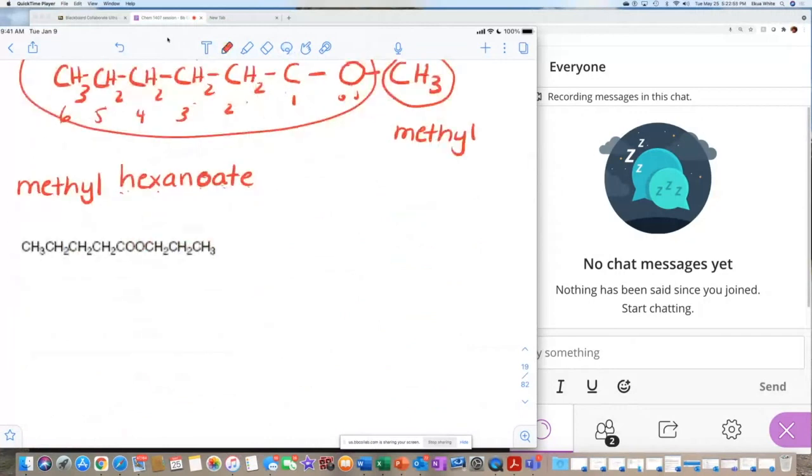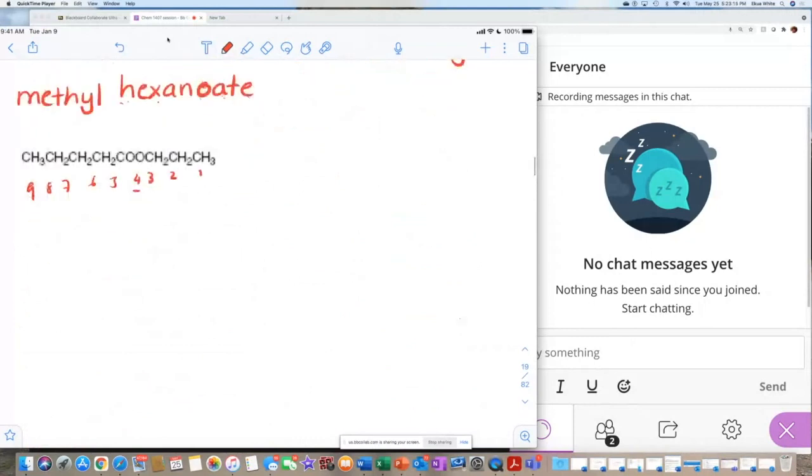Okay, so I'm counting my carbons, right? I'll start from the right. 1, 2, 3. One of these oxygens is central. 4, 5, 6, 7, 8, 9. So my 4th element from the right is an oxygen. Let me see if I can start from the left. 1, 2, 3, 4, 5, 6, 7, 8, 9. Did I make it? Okay.